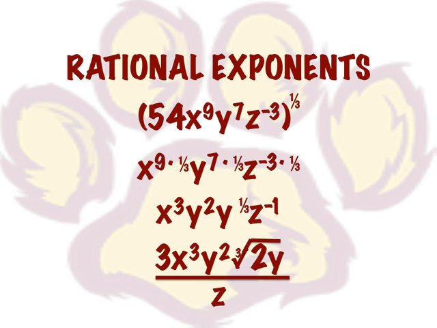So our final answer, we have 3 times x cubed times y squared times the cube root of 2y over z. Hopefully this has been at least somewhat helpful for you and can show you the different ways that these problems work.